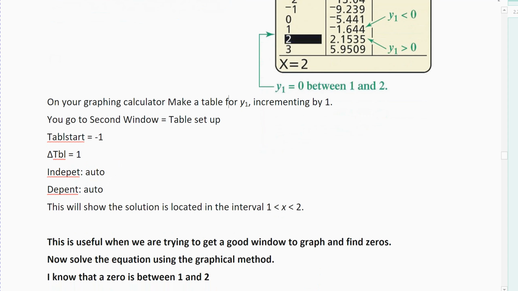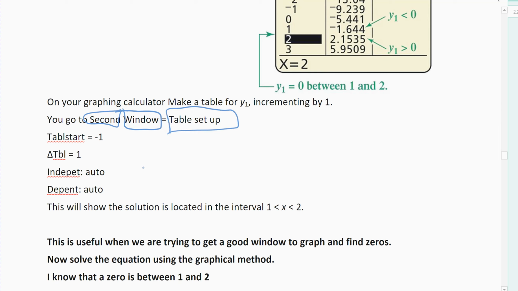To make sure you do that, you go to table setup, which is second and the window key on the calculator. So there's your window key. Above it says table setup, and so you hit the second button, your blue, green, whatever color your second button is. Hit second window, and it'll take you to table setup.